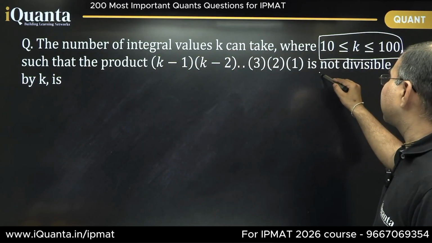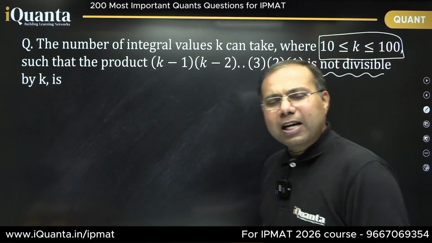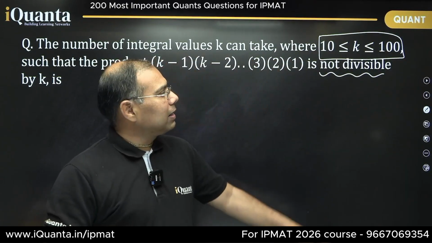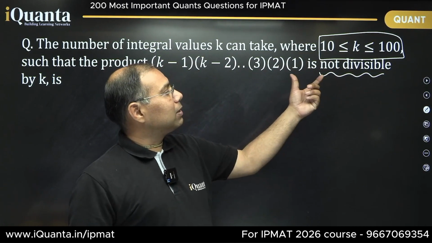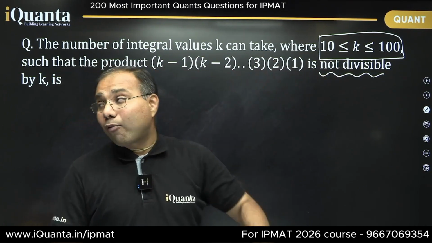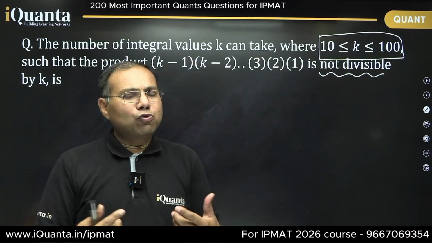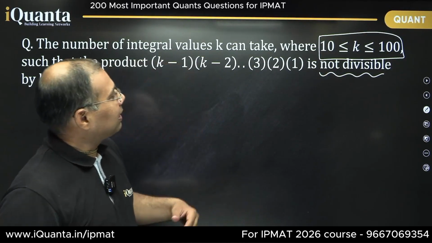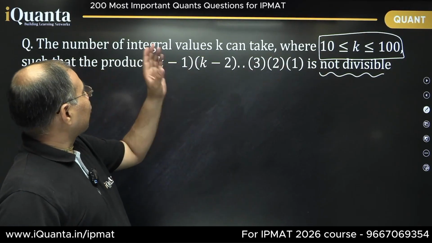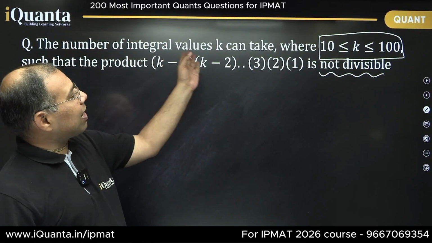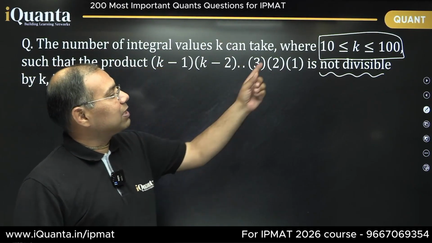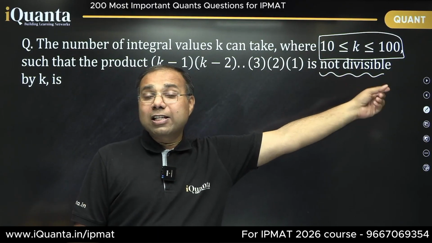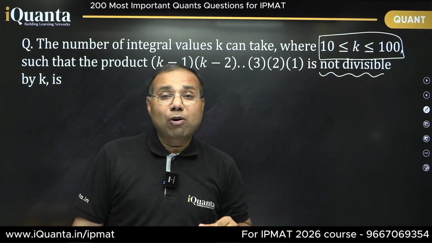It is not divisible. I've said it repeatedly that we should be very, very careful about what is given here. It is not divisible. I need to keep this in mind. This product should not be divisible by what? K, right? So we are to find such values of k within that range. That is the question: the number of integral values k can take. How many integral values can k have, right? Within this range, it is certainly a positive integer, not negative. Always be sure about that also.